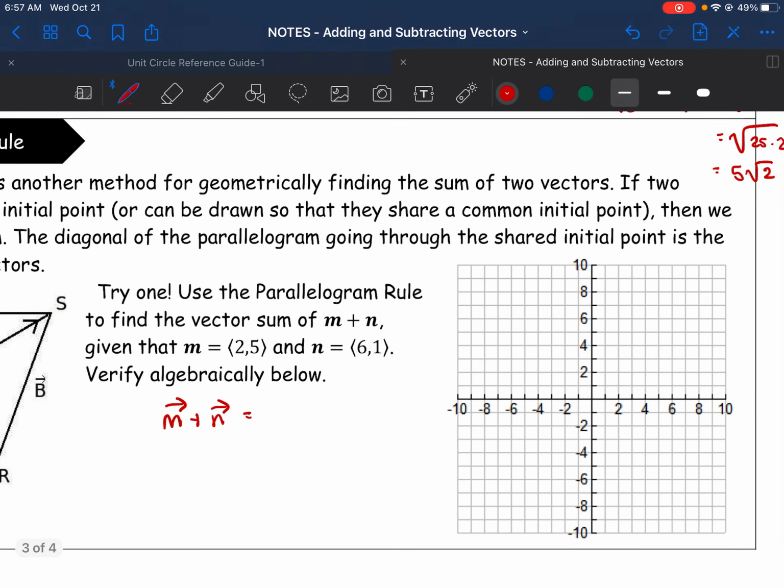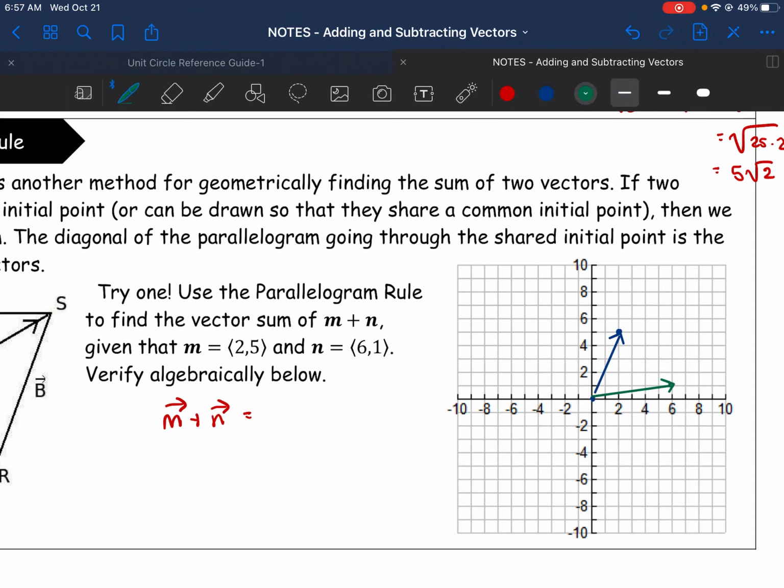So in this example, we have vector m, which is (2, 5). Let's go ahead and draw vector m. So vector m is (2, 5), has a 2 for the horizontal component, 5 for the vertical component. Okay, there's vector m. Vector n is (6, 1), has a horizontal component of 6, vertical component of 1. And notice that I'm intentionally making the initial point a shared point. I'm making it at the origin.